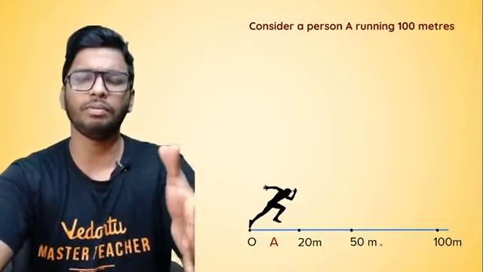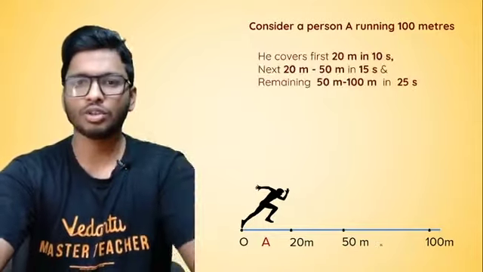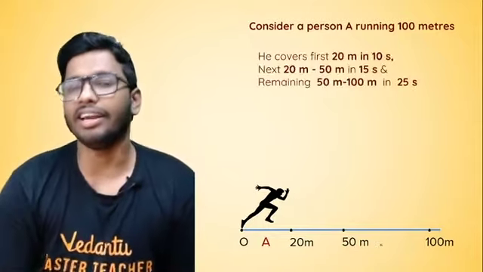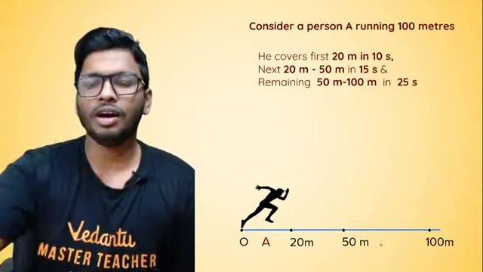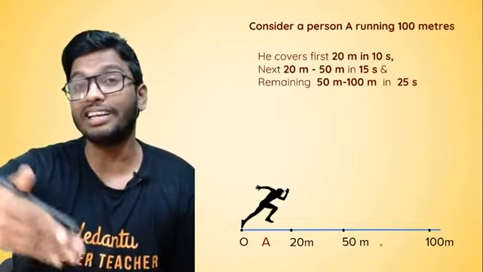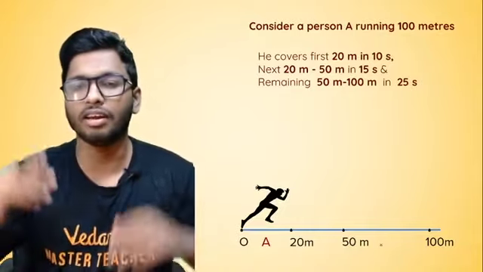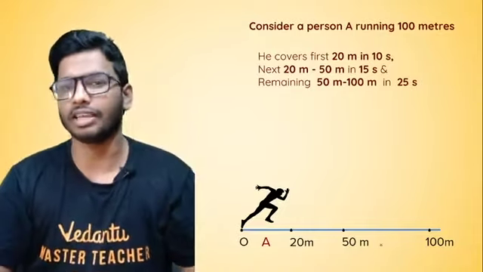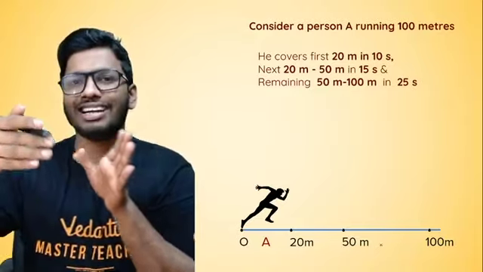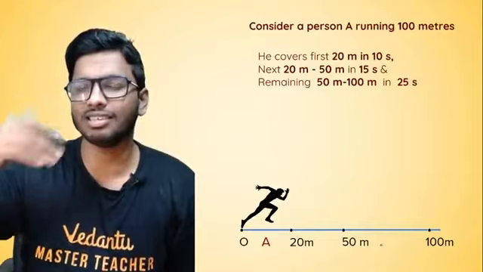I'm going to take an interval between 0 to 20 meters, 20 to 50 meters, and 50 to 100 meters. So I'm going to say that he covers the first 20 meters, that is 0 to 20 meters, in 10 seconds, and the next 20 to 50 meters in 15 seconds, and then the remaining 50 to 100 meters in 25 seconds. So I'm checking what is the distance covered at certain durations of time: 10 seconds, 15 seconds, and 25 seconds.